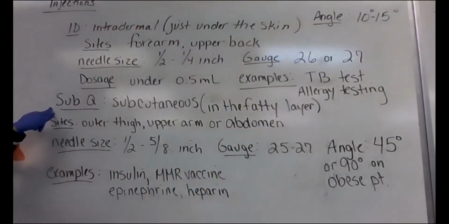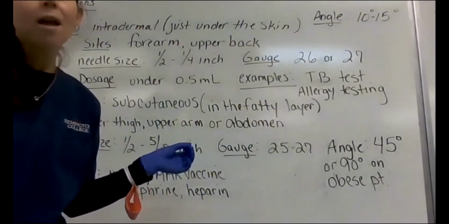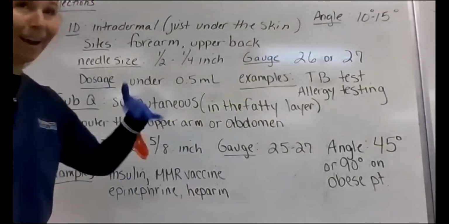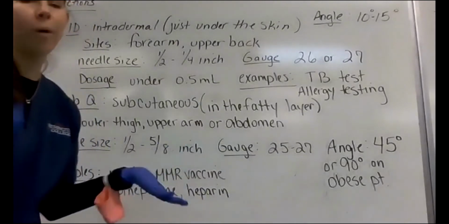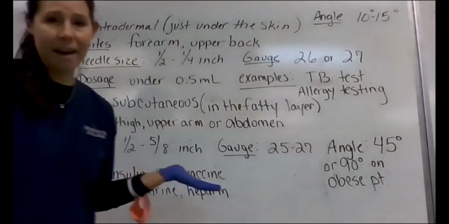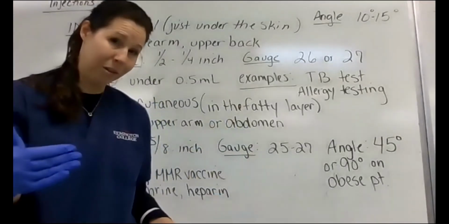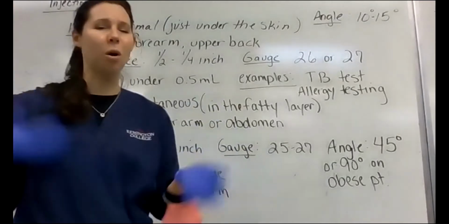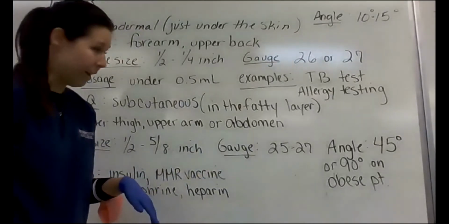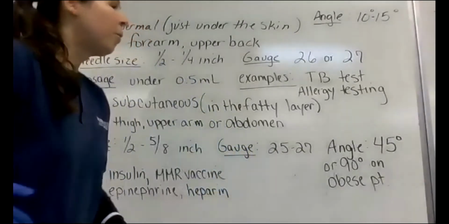Your sub-Q, which is subcutaneous. Sometimes when you take your test, it just says SQ, and that means sub-Q or subcutaneous. So you may see them written as just ID, IM, or SQ. You'll need to know what that means when you're reading the question. So sub-Q is subcutaneous. This is in the fatty layer. So you're going under the skin into the fatty layer before you hit muscle. This is meant for slower absorption into the body. The sites would be either the outer thigh, the back of the upper arm, that fatty part back here, or the abdomen.